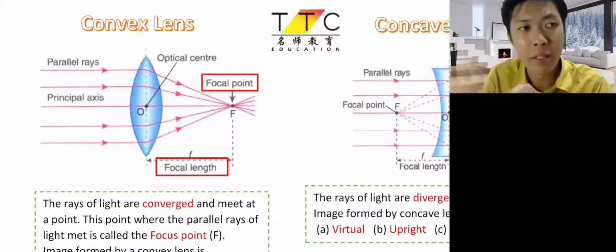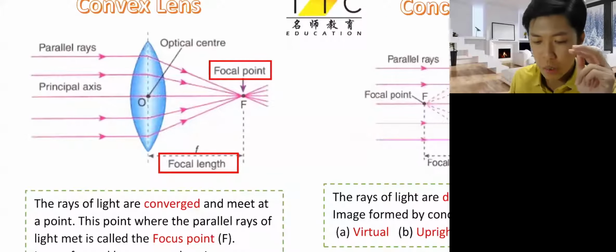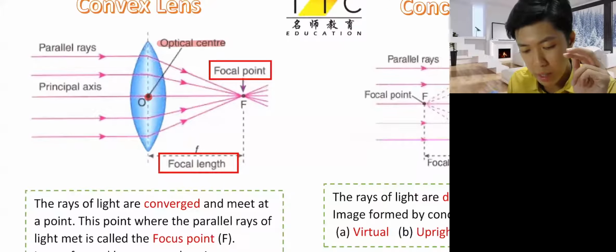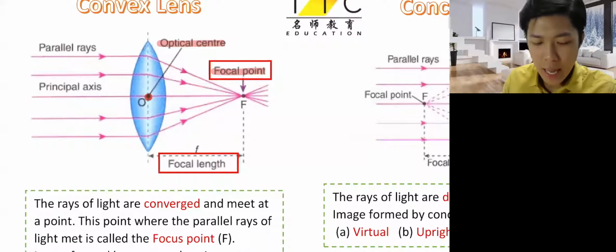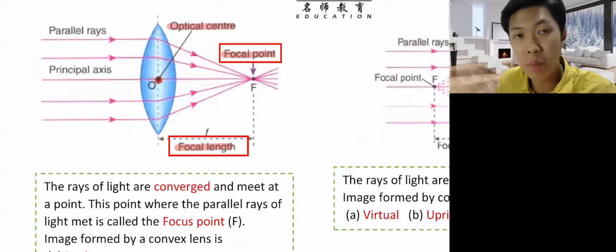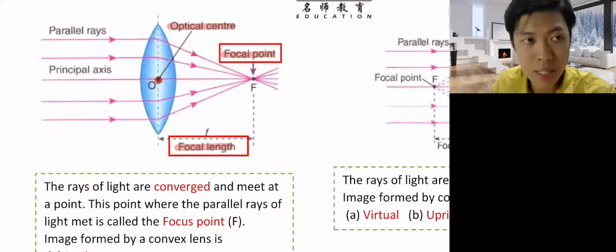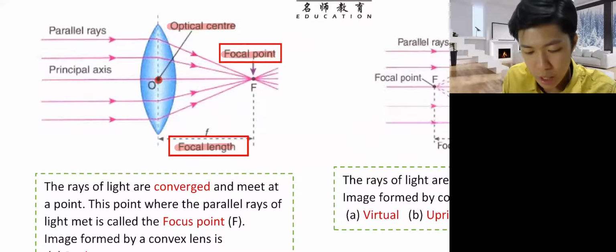Convex lens, there are basically three labelings that you need to know. You must know this is called the optical center, meaning the center of the lens. And you must know this is called a focal point, which is where the image is formed. And this is called the focal length, which is the distance between the optical center and the focal point, the straight line that you measure. A lot of people measure wrongly.